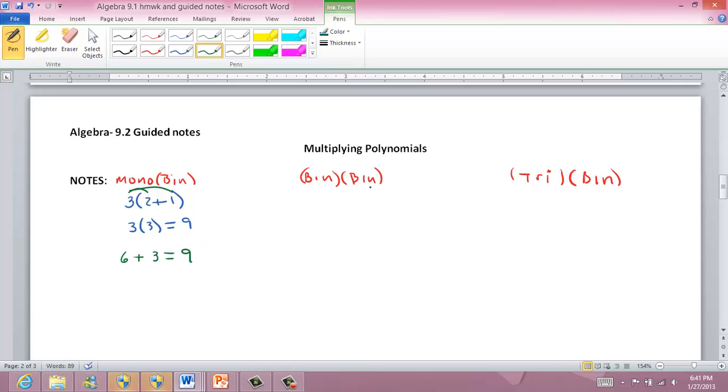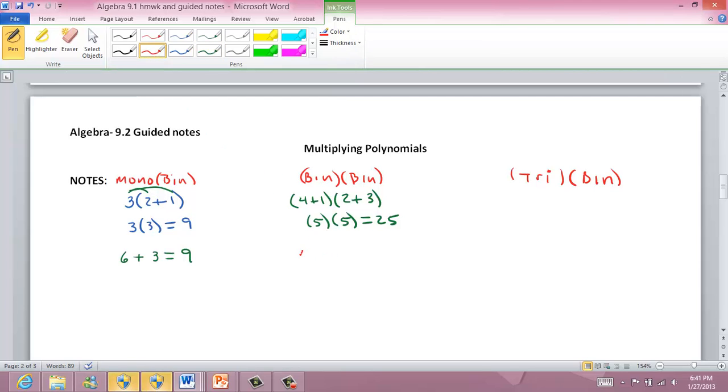Now, where it gets a little complicated is once we bump up to a binomial times a binomial or a trinomial times a binomial. If I gave you the expression (4 plus 1) times (2 plus 3), using order of operations, initially we would do what's in the parentheses first to get 5 times 5, which would be 25. But again, going back to what we discussed with the monomial times a binomial, what happens if we cannot combine like terms inside?